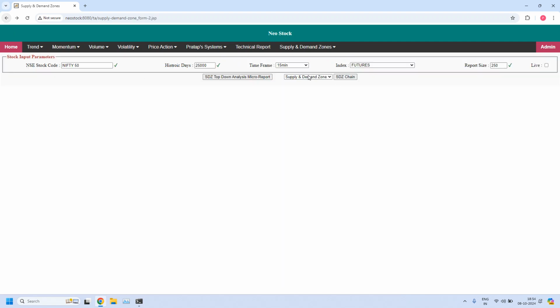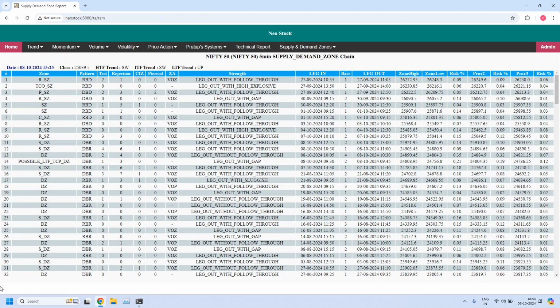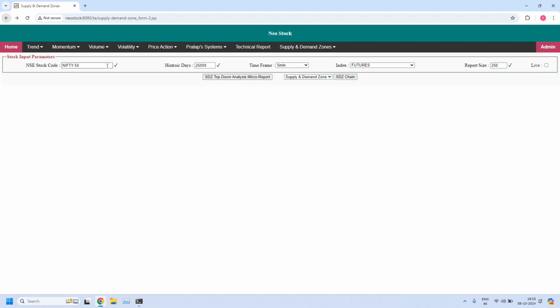The next time frame is 5 minutes. Generating 5 minute supply demand zone chain for NIFTY. Okay, this is about NIFTY supply demand zone chain. Next we will generate BANKNIFTY. That is nothing but Nifty Bank.